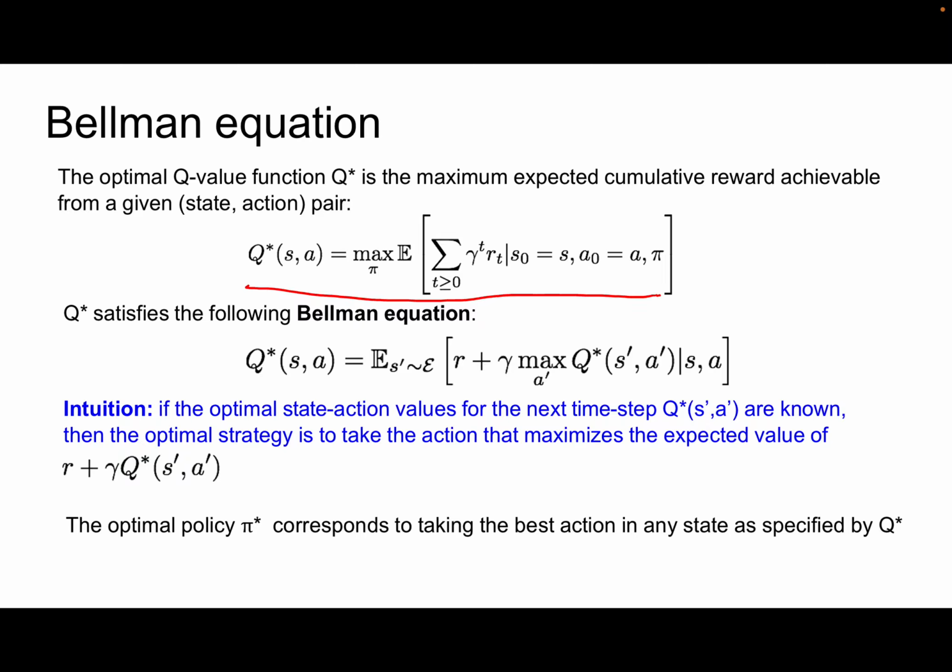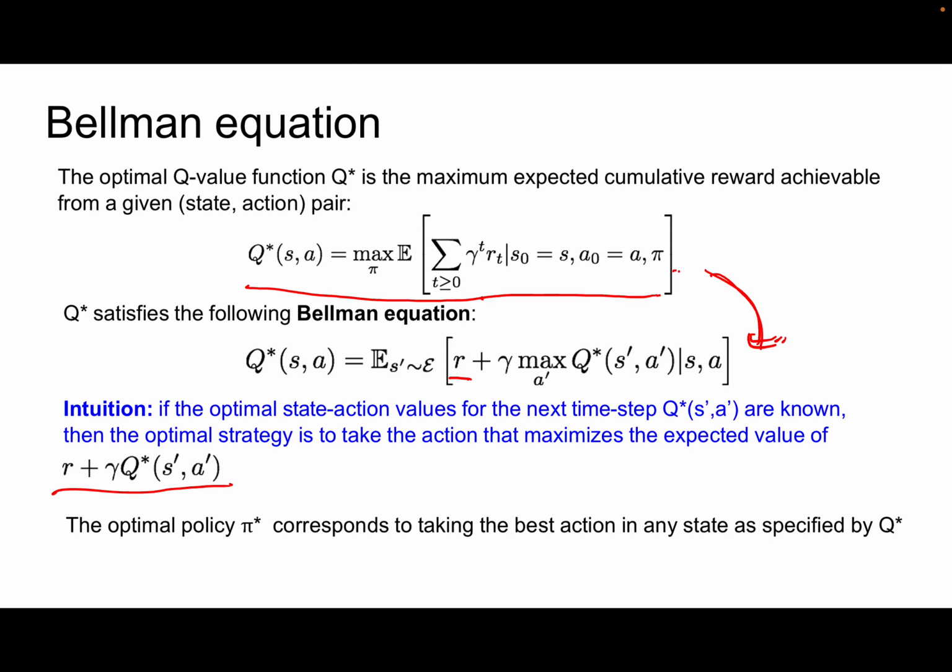It's just a different representation. If the optimal state-action value for the next time step, Q star, is known, then the optimal strategy is to take the action that maximizes the expected value of reward plus gamma Q star of S prime, A prime. It looks a little complicated, but I think you can understand this one. This is the same as the definition of the Q value function in the previous slide, and we can rewrite it mathematically a little differently, and this is called the Bellman equation.